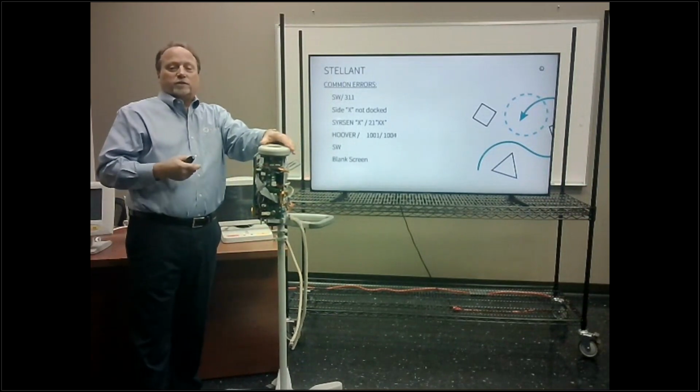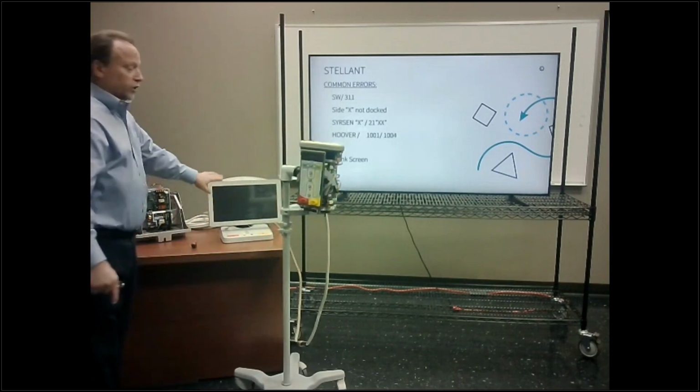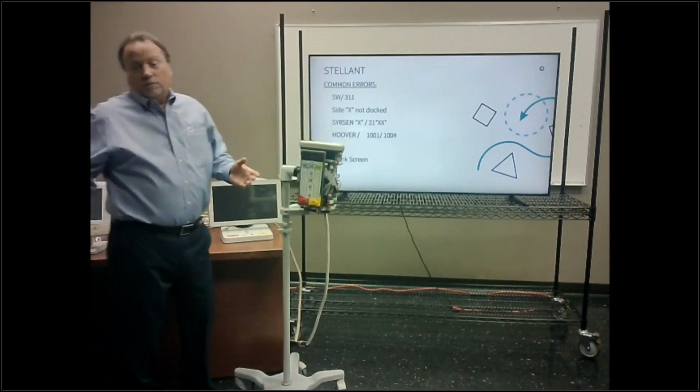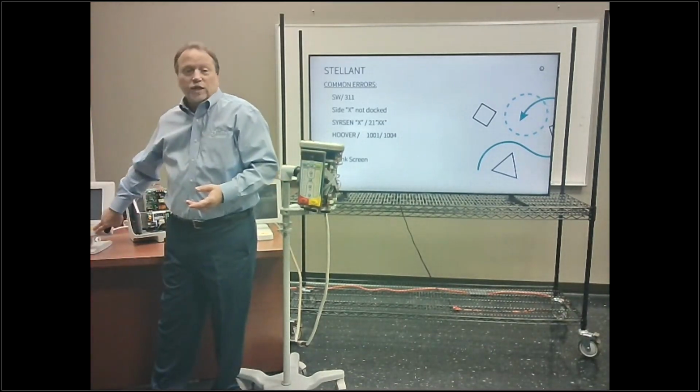Hover error is a stuck key. It's usually on the injector head. It could be a dirty touch screen or a stuck button on the stator step, okay?